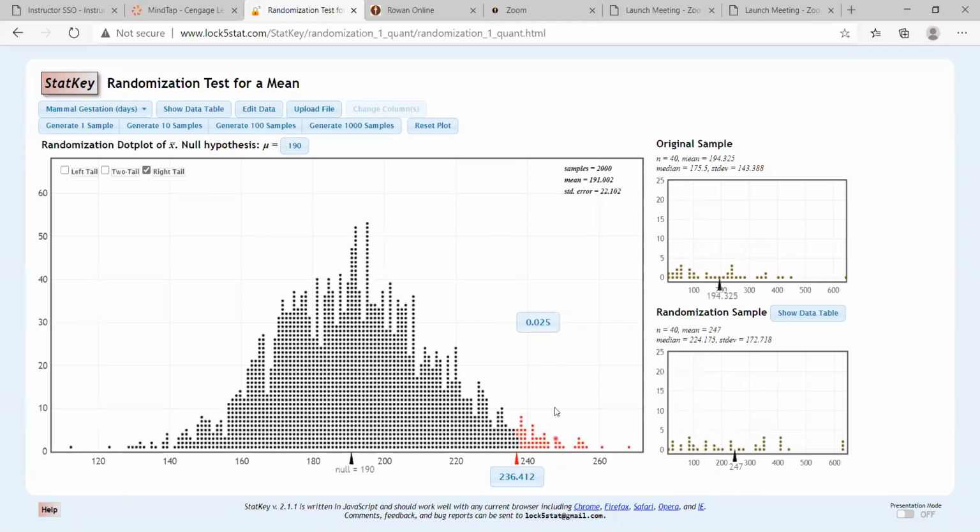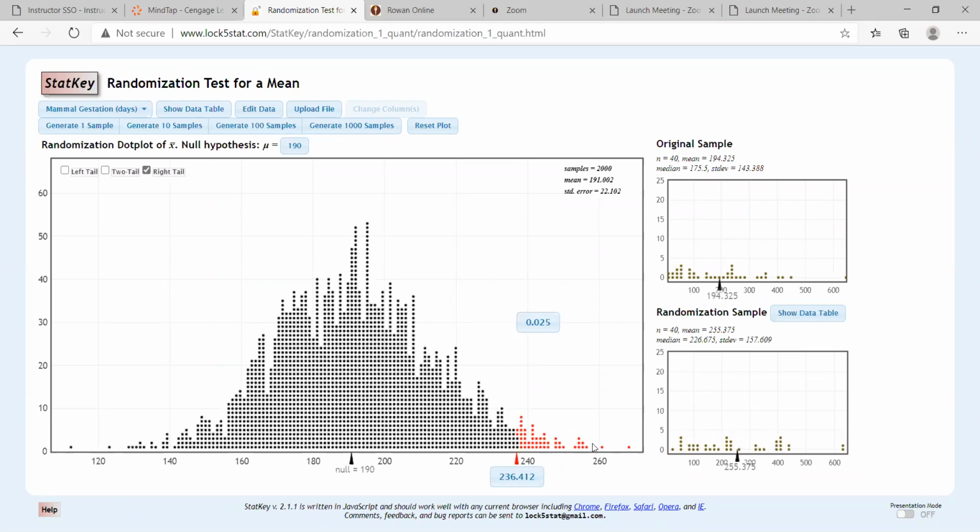In other words, 2.5% of all these 2,000 dots are going to be in the right tail, and I believe that's 50. There are 50 dots here on the right. That would be the percentage of the dots that are in this area, this range here in the right tail.